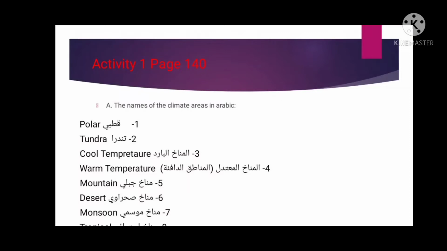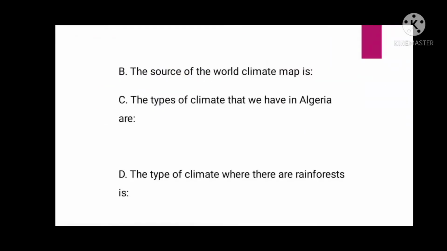Next, we have tropical, and here maybe it's not clear enough for you, وهو المناخ الاستوائي. Moving to question B. What is the source of the world climate above? Of course, the source of the world climate is, you can see here, world climate areas, source www.worldclimate.com. Okay, now we move to C. Identify the types of climate areas which you have in Algeria and in your region.